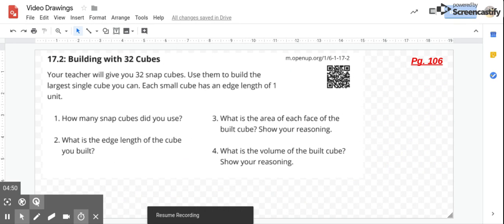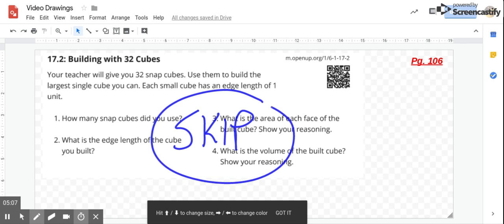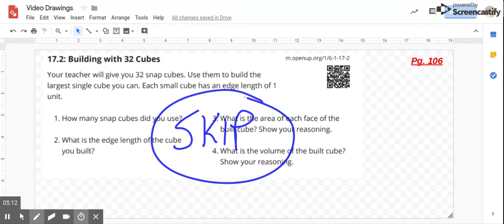Okay, so continuing down on the page, do you see this section 17.2? Your teacher will give you 32 snap cubes. Use them to build the largest single cube you can. Yeah, Mr. Z was not in the mood to get his snap cubes out today, so you guys are going to skip this section right here, 17.2. We're going to move on to 17.3.